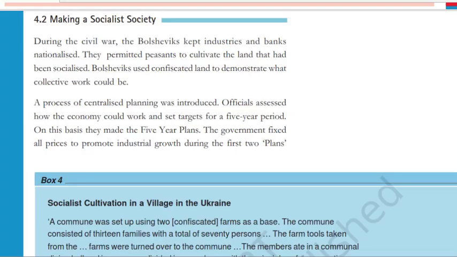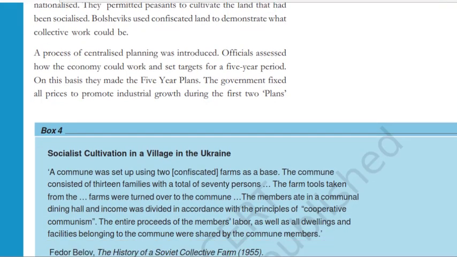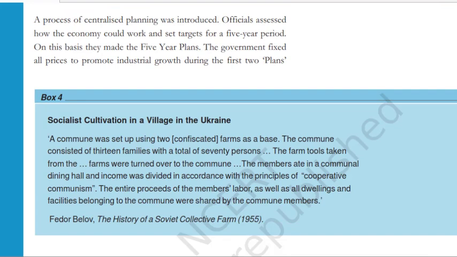4.2 Making a Socialist Society. During the Civil War, the Bolsheviks kept industries and banks nationalized. They permitted peasants to cultivate the land that had been socialized. Bolsheviks used confiscated land to demonstrate what collective work could be. Box 4. Socialist cultivation in a village in the Ukraine.